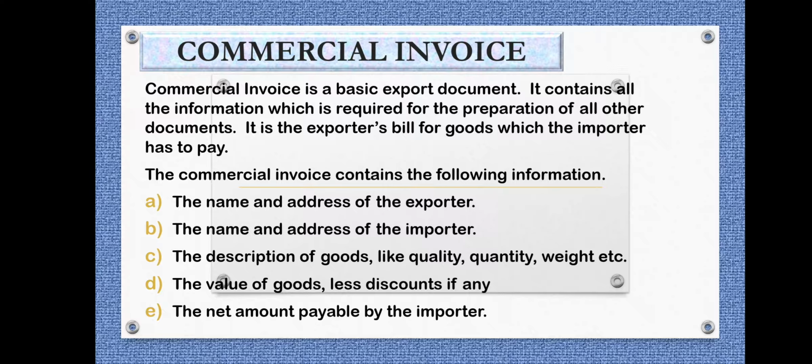In short, commercial invoice is the basic export document which contains information related to name and address of the importer and the exporter, and description of goods such as quality, quantity, weight, etc., and the value of goods and net amount payable by the importer.